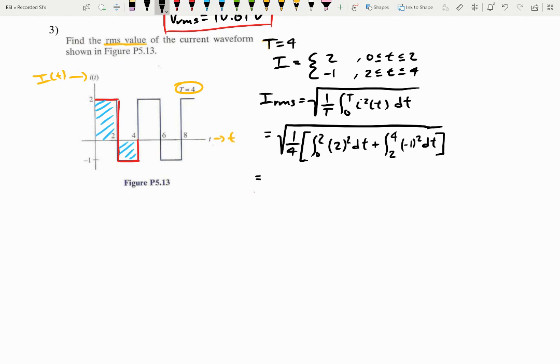So when we go and fill all this in, 1 over 4. 2 squared is going to be 4. And then taking the integral with respect to t, it's going to be 4t, from 0 to 2. And plus, we'll have -1 squared is just going to be 1. So taking respect to time, it's just going to be t. And that'll be from 2 to 4.